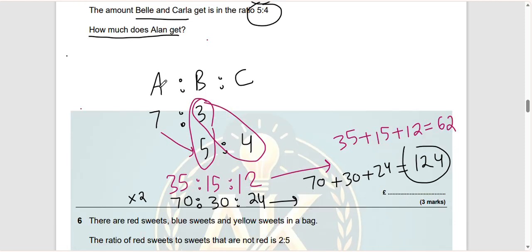So he said how much Alan gets. A for Alan means Alan got 70 pounds out of 124 pounds, sorry. So he gets 70 pounds. I hope you got it?